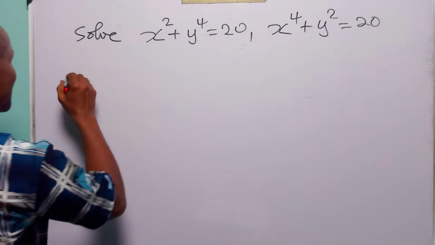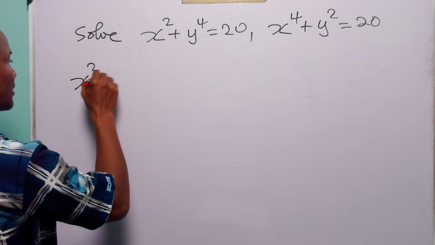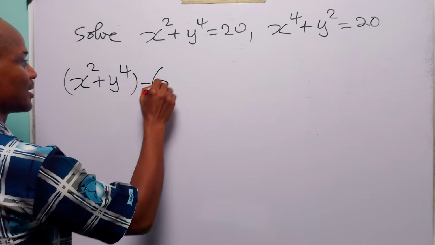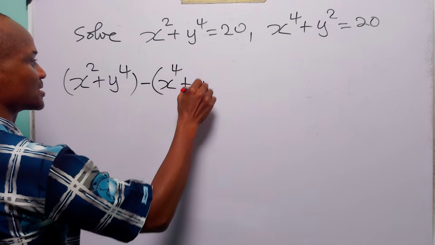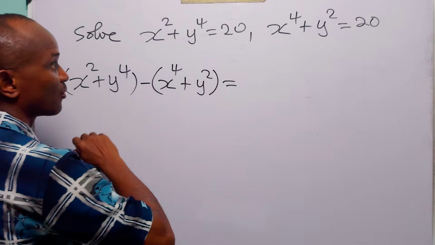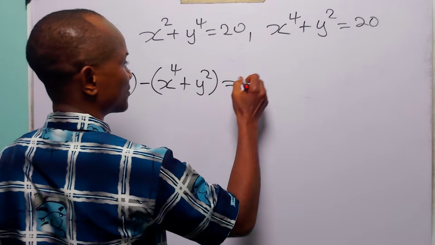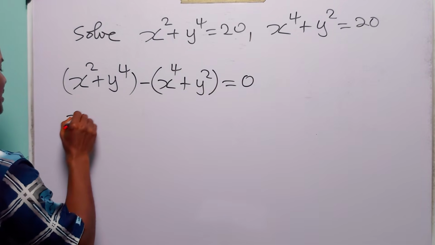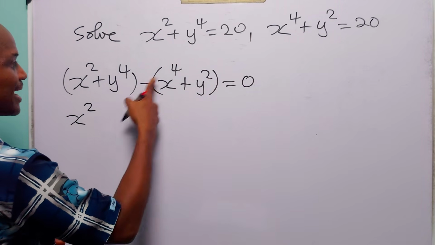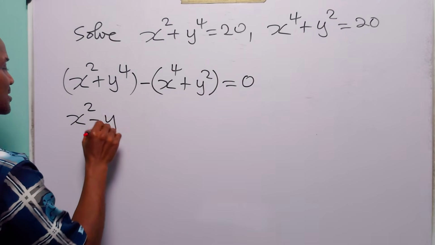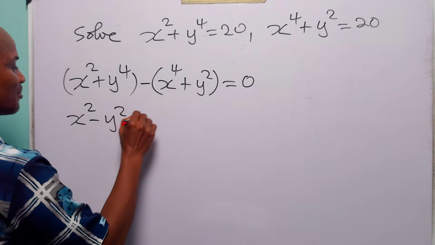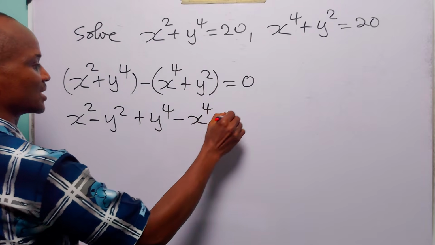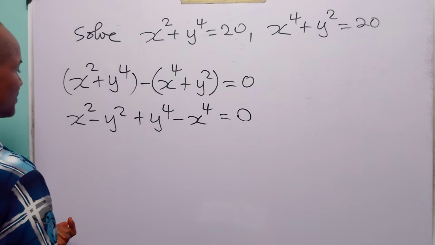When we do that, we have x squared plus y to the power 4 minus x to the power 4 plus y squared is equal to 20 minus 20, which is 0. Now from here we have x squared minus y squared plus y to the power 4 minus x to the power 4 is equal to 0.